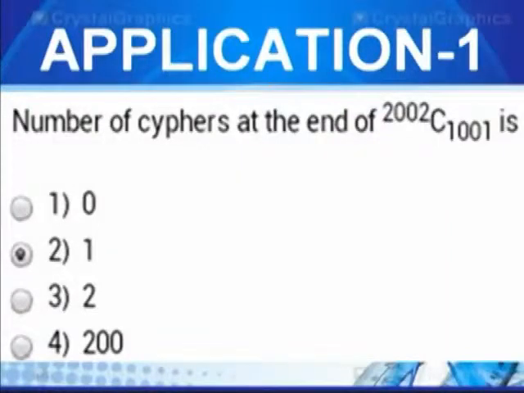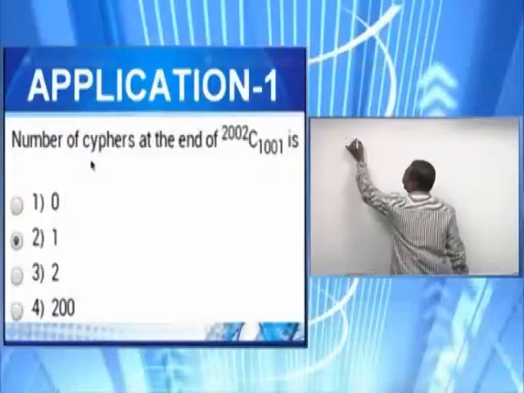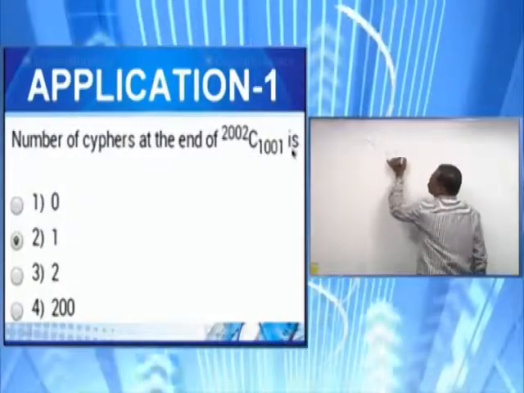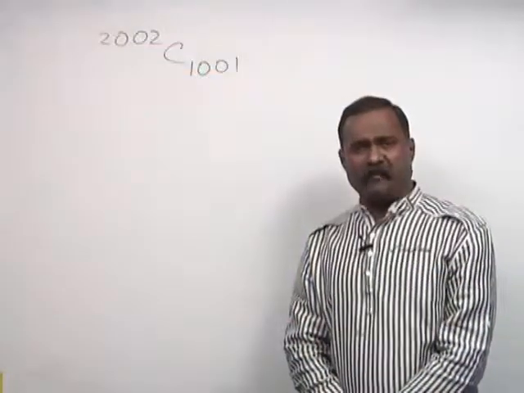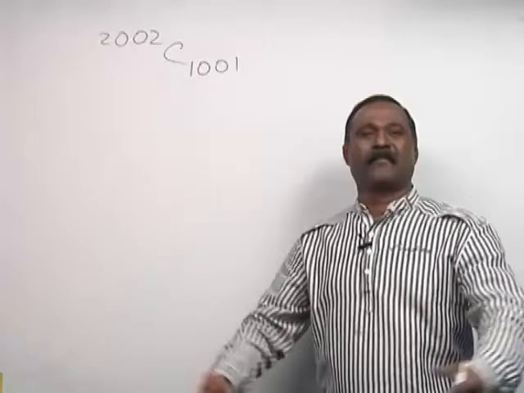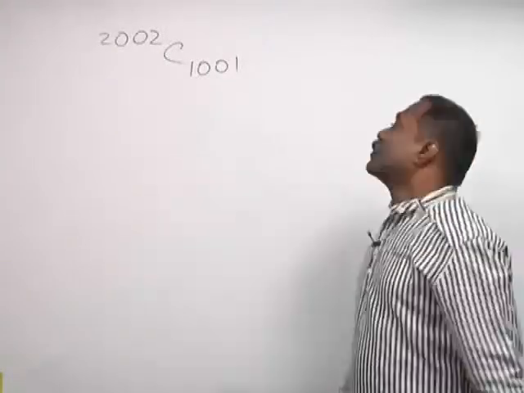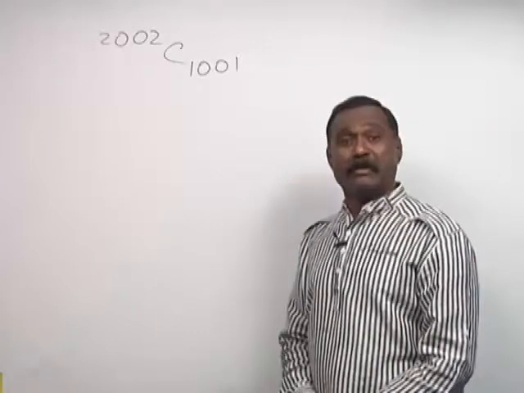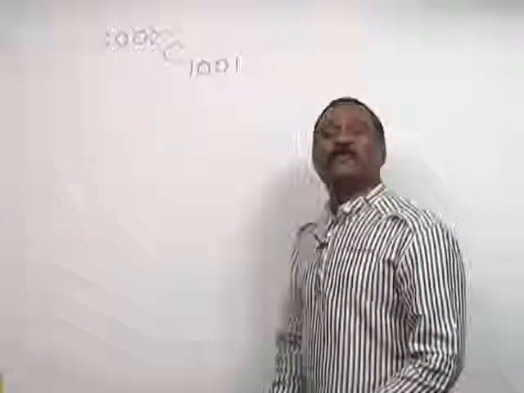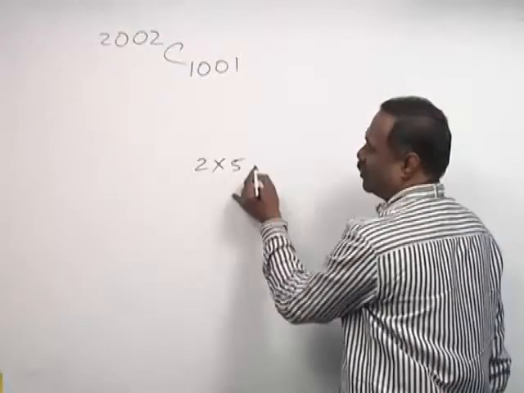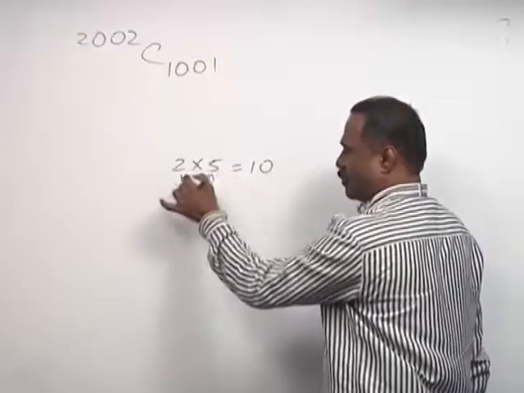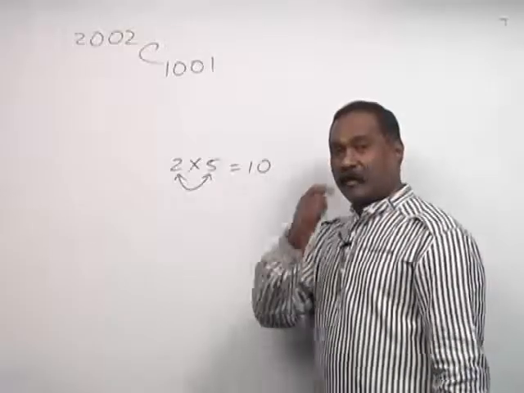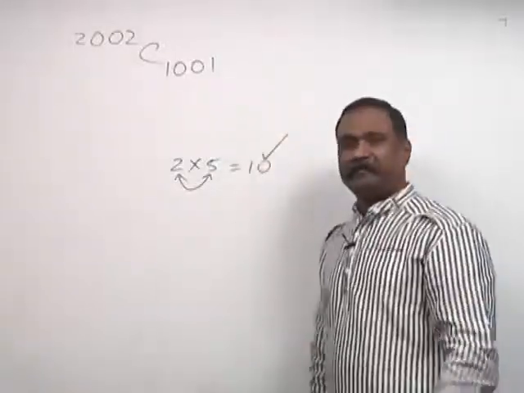Now, the number of ciphers at the end of 2002 C 1001. First of all, don't get confused. Ciphers means zeros. So you have to find the number of zeros. How do you get a 0? 2 into 5 is 10. So if you take the product of 2 and 5, then you will get 10.